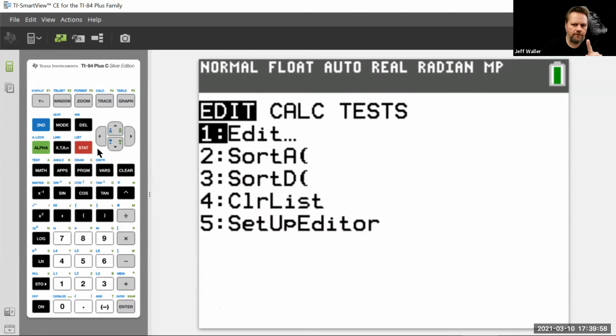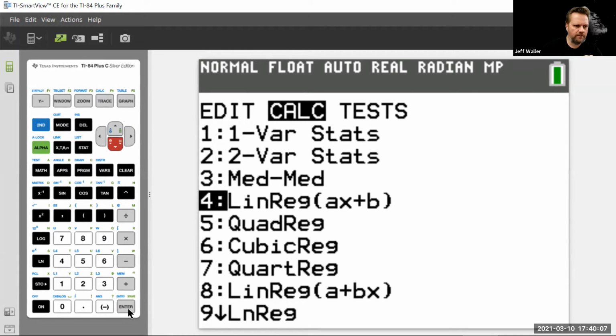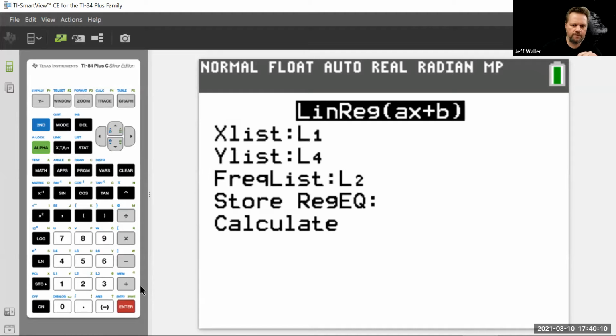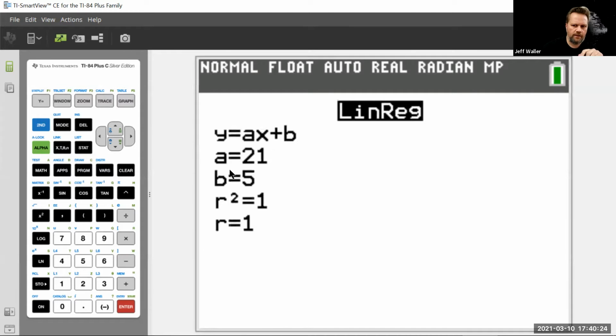I could actually figure out, if I go to calculate, I can calculate a line that goes through those 2 points. Do you remember doing this problem in algebra? They gave you 2 points and you had to find the line's equation. If I tell it L1 and L2, that's where my X stuff is in L1, my Y stuff is in L2, and then it can calculate there. The equation of the line would be 21x plus 5. There's the slope, there's the y-intercept. This R number tells me how good of a fit it is, and since there's only 2 points, it's a perfect fit for a line.